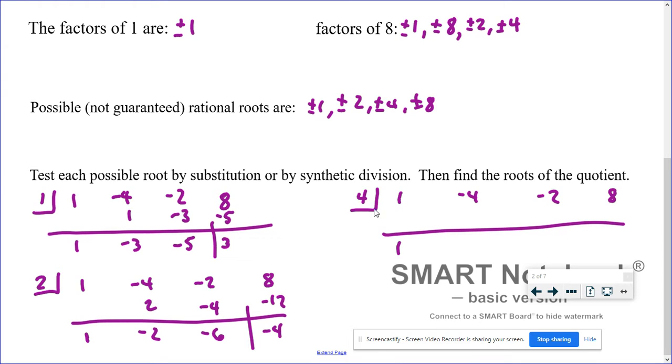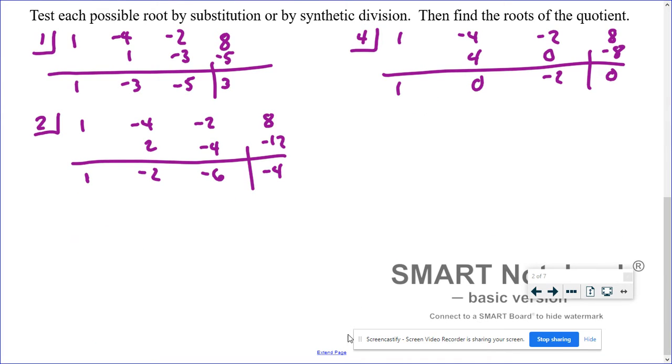So we drop the 1. 4 times 1 is 4. We add down, we get 0. 4 times 0 is 0. We add down, we get -2. 4 times -2 is -8. We add down, we get 0. So what that means is 4 is a possible rational root. Now that we know that 4 is a possible rational root, that means one of the roots is x equals 4. So I'm going to write that there.